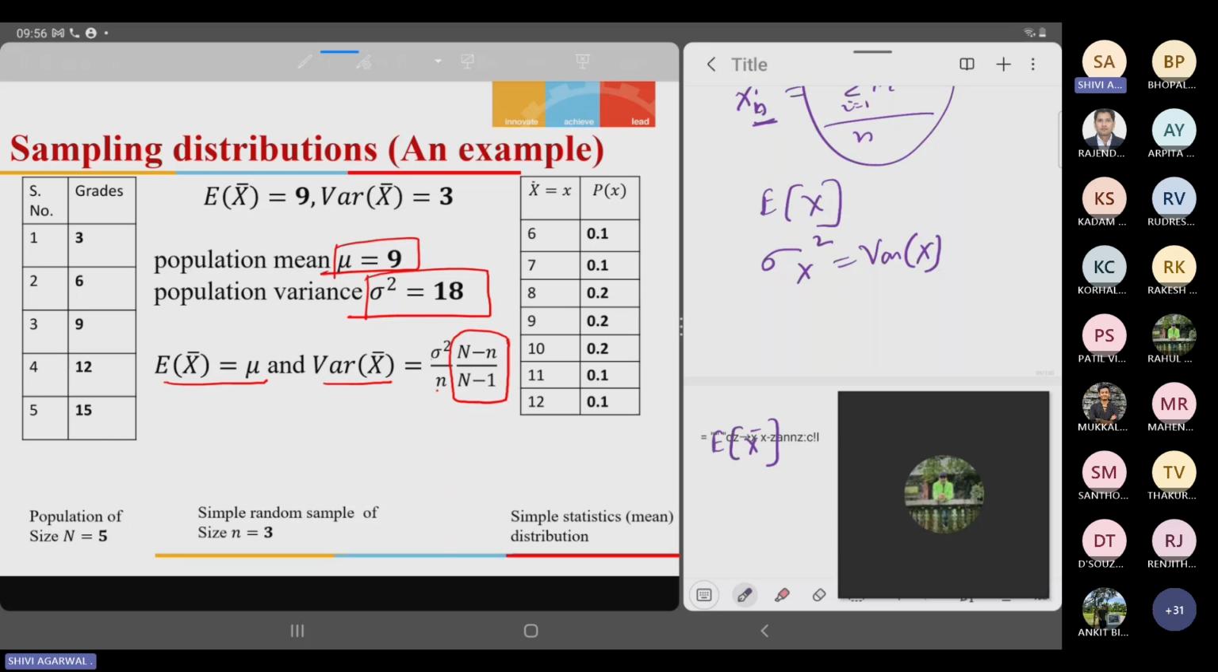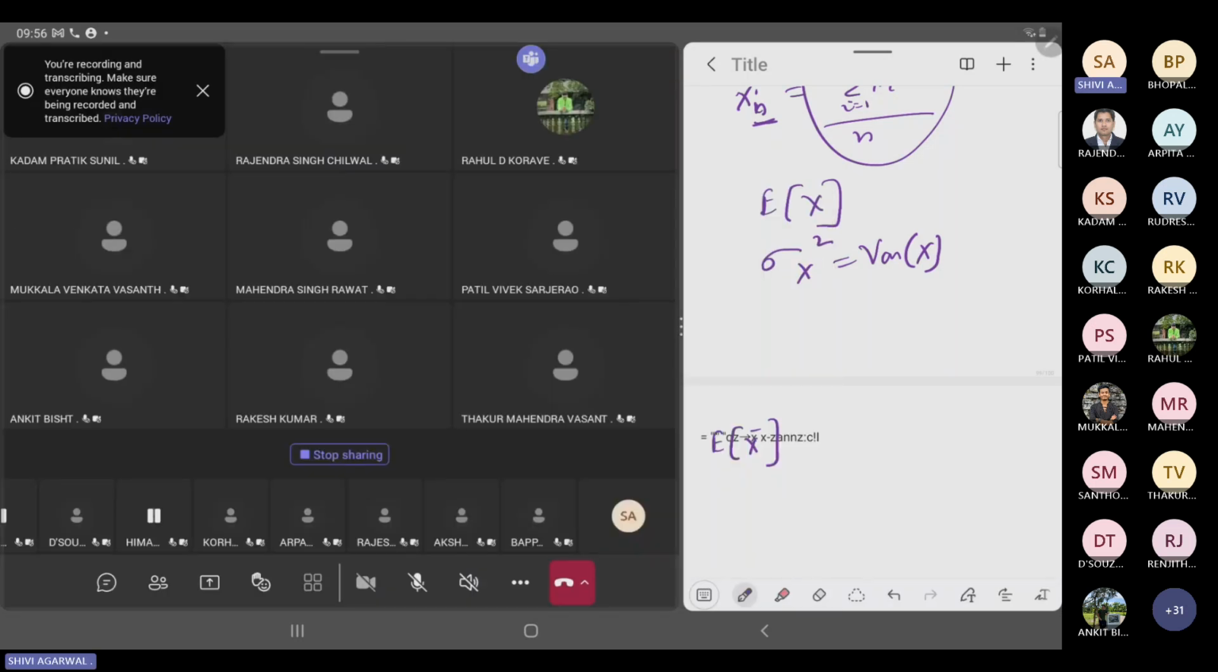Am I audible? Okay. Actually, after 15 minutes, there is some technical issue. So I tried to sort it out. I believe it's sorted out. Slides are visible now? Okay.